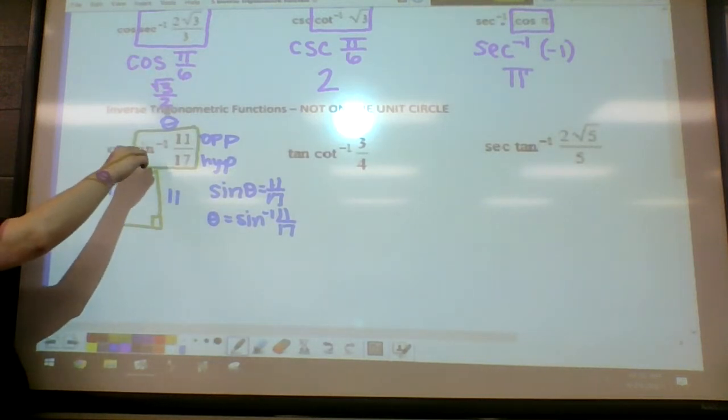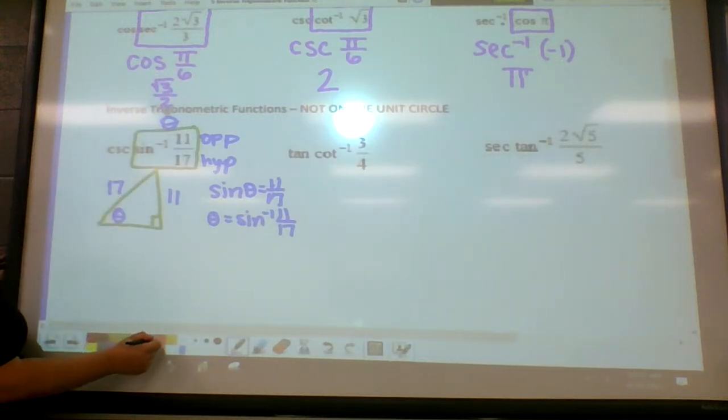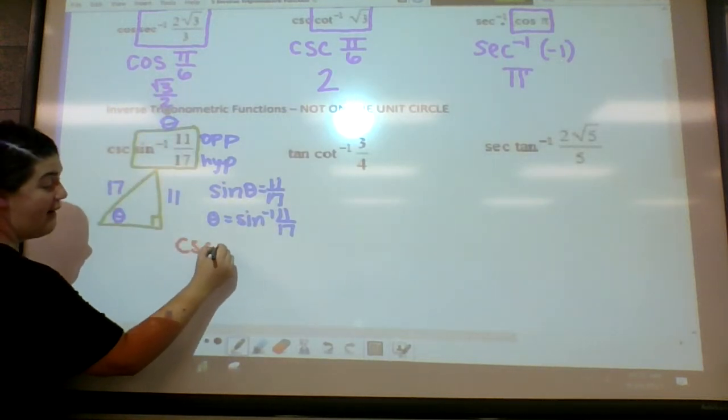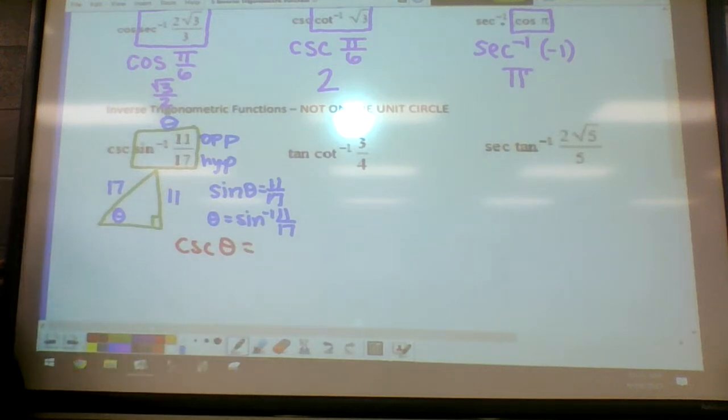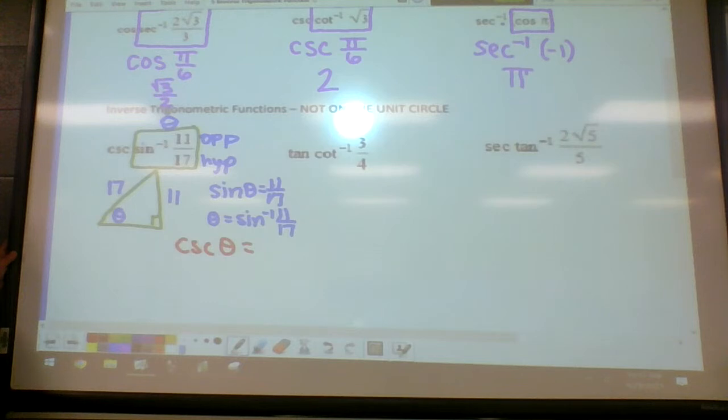And so what the question is saying is, now that we have that set up, we're going to find the cosecant of that angle. So what's the cosecant of this angle? Cosecant is what relationship?